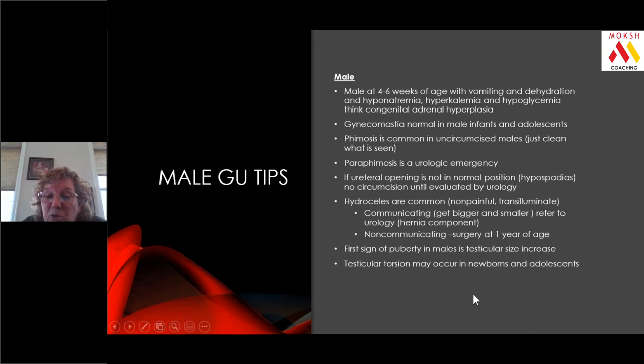First sign of puberty in males is testicular size increase. And remember that testicular torsion can occur in both the newborn and the adolescent. Erections, newborns can get erections very commonly. Sometimes it's just before they pee. If you start to see the penis heading upwards, then it's time to put the diaper across it or you're going to get sprayed. So it's a very common thing to see.